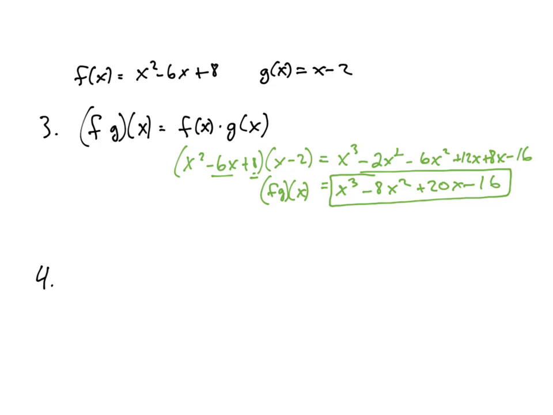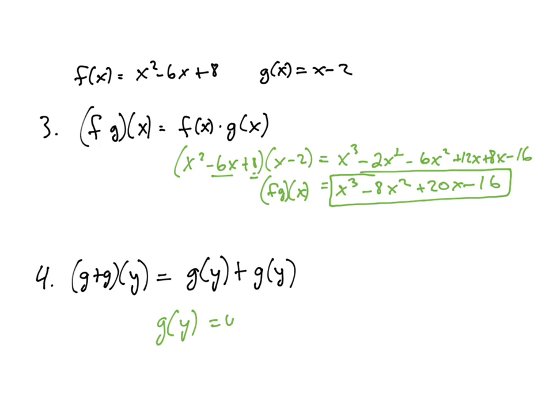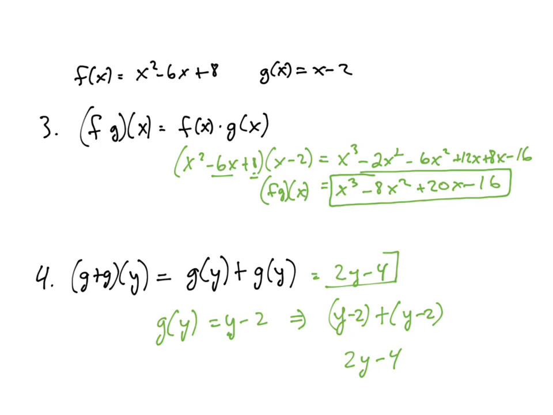And then one last one, g plus g of y. This just means g of y plus g of y. So g of y is simply y minus 2. So we're going to say y minus 2 plus y minus 2, and we get 2y minus 4. So 2y minus 4 here for g plus g of y.